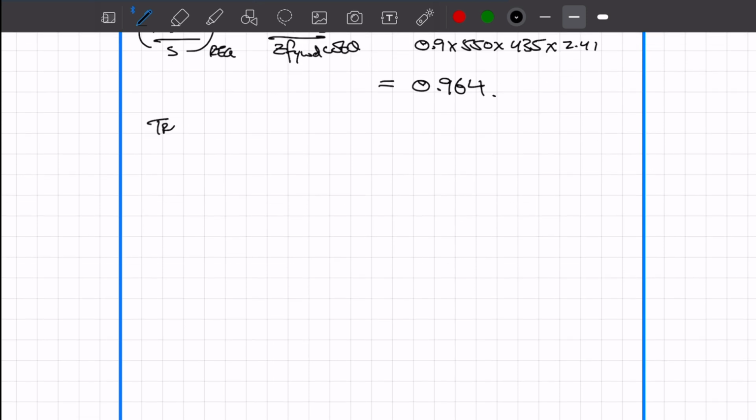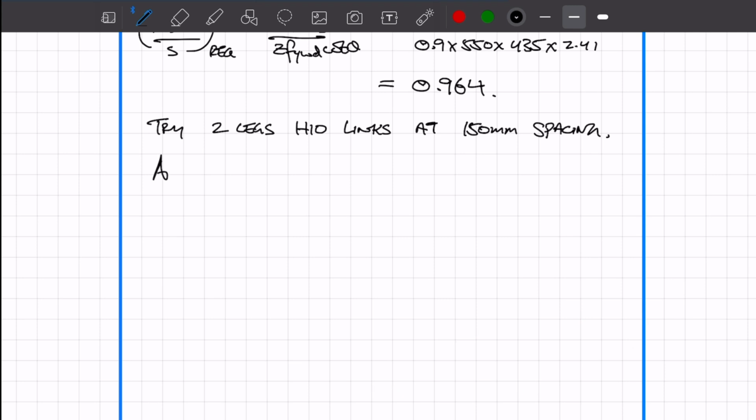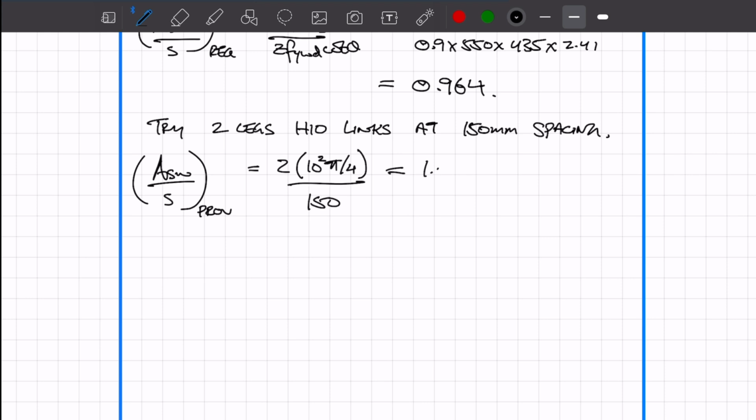We need to work out the ASW over S provided, so let's try 2 legs of H10 links at 150 mm spacing. So we need to work out the area still, which is simply 2 times area divided by spacing, which is 150. This gives us a value of 1.047, which is greater than required. Therefore, we can use 2 legs of H10 links at 150 spacing.